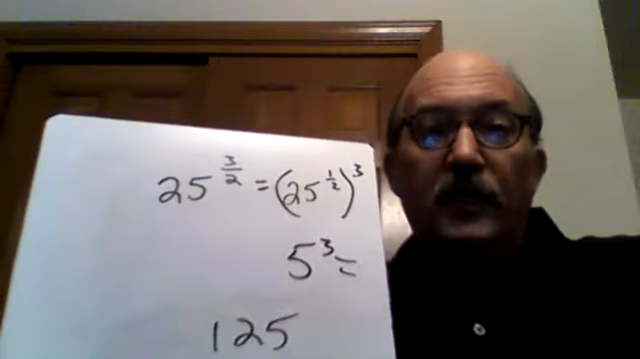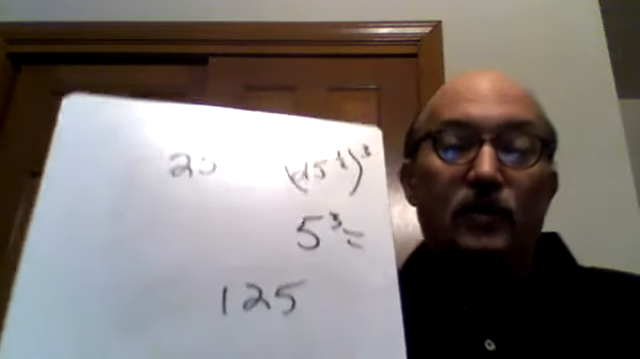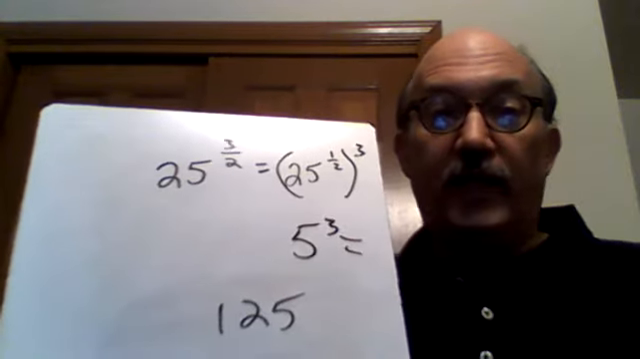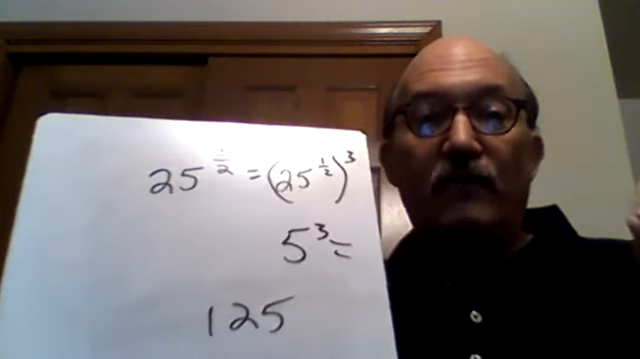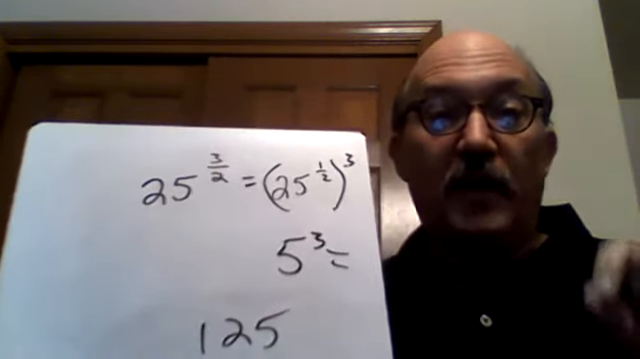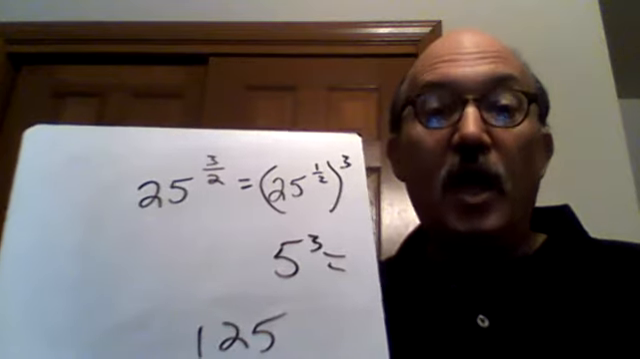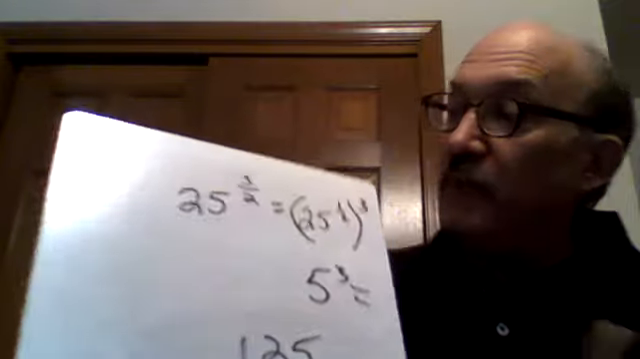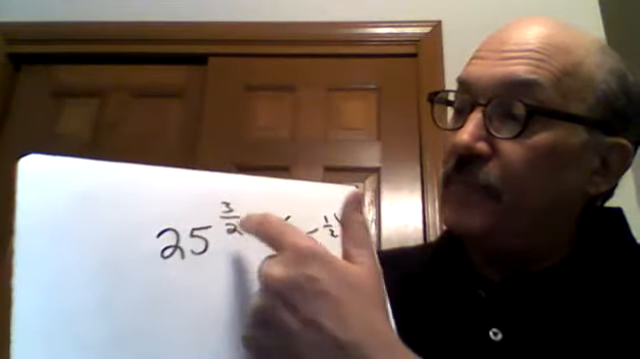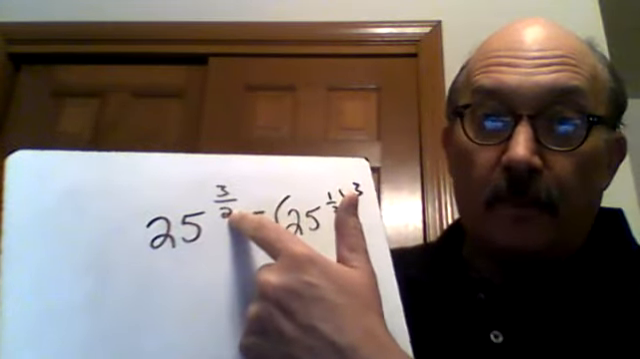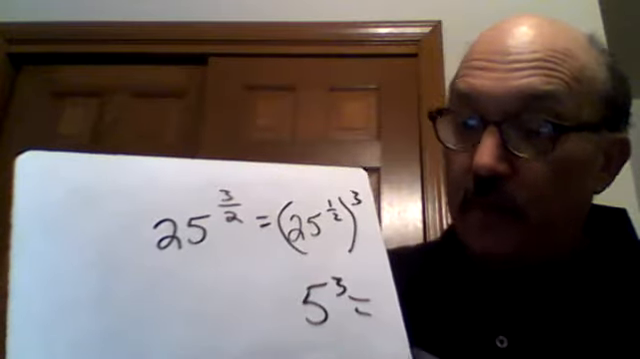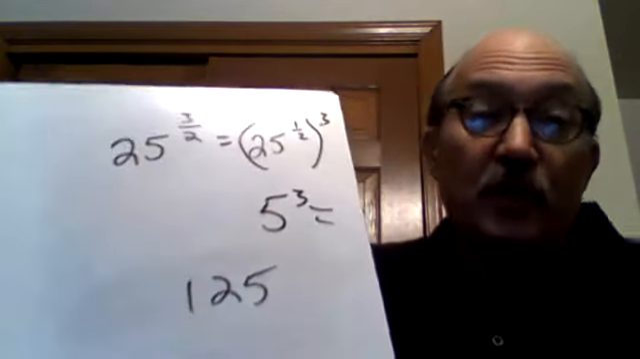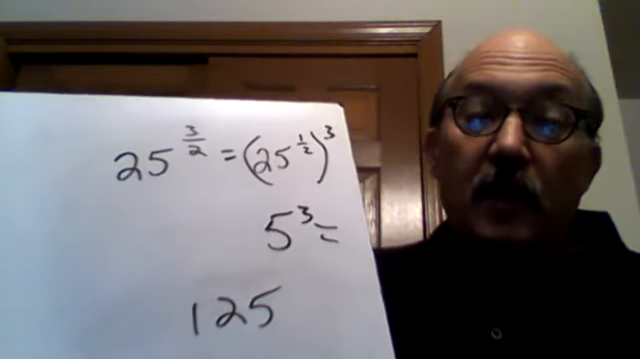When teaching middle school math and Algebra 1, I will frequently use the word rigged. Very often the problems that we're asked to do by the textbook authors or the teacher are rigged to work in a certain way. This one was rigged because the denominator was 2. That indicates square root. And 25 is a perfect square. The square root of 25 is 5. So this one worked out nicely.